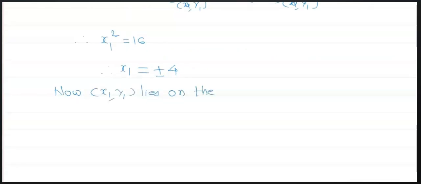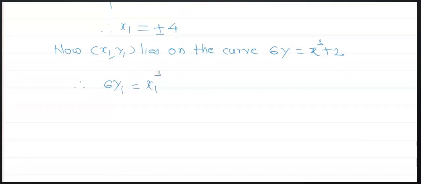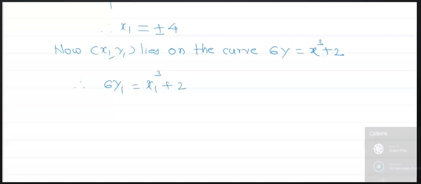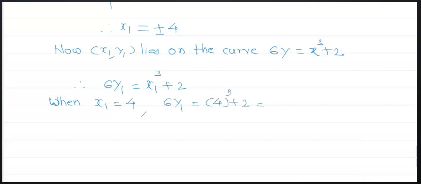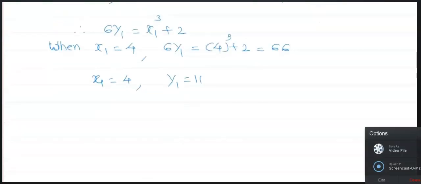Now x1, y1 lies on the curve 6y is equal to x cube plus 2. Therefore, 6y1 is equal to x1 cube plus 2. Substitute the value x1 is equal to 4. Then you will get the value of y. If you simplify this, that is 4 cube, 64 plus 2, 66. 66 upon 6, that is y1 is equal to 11.